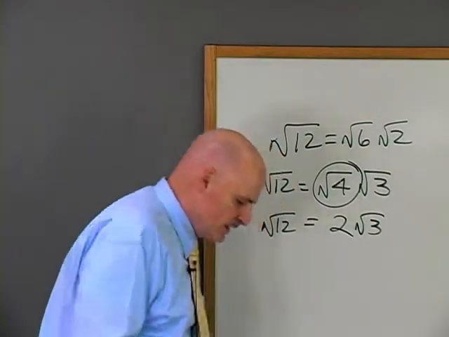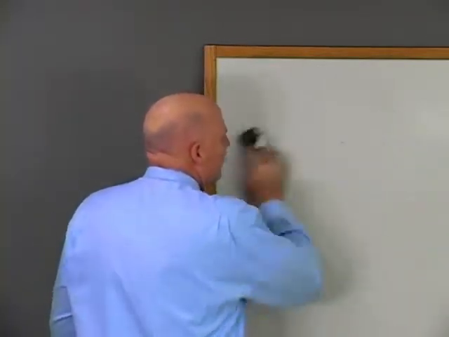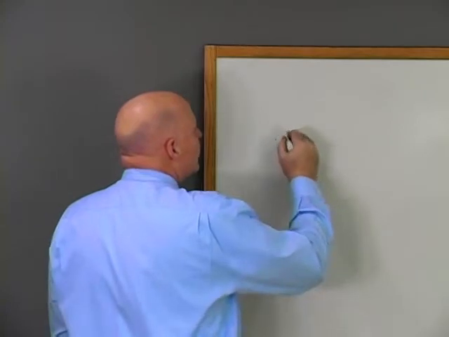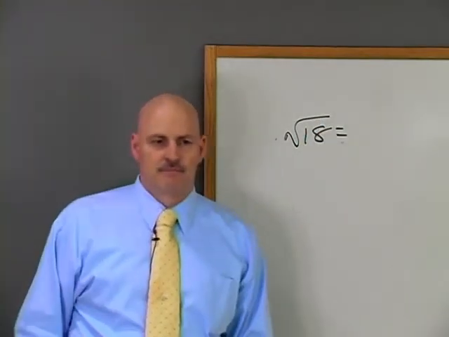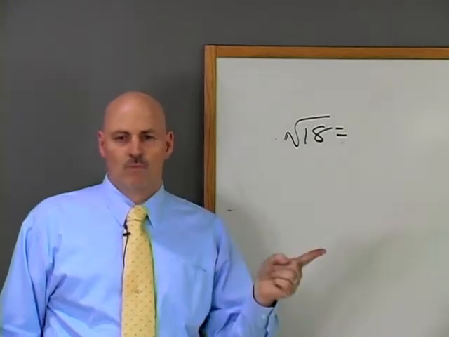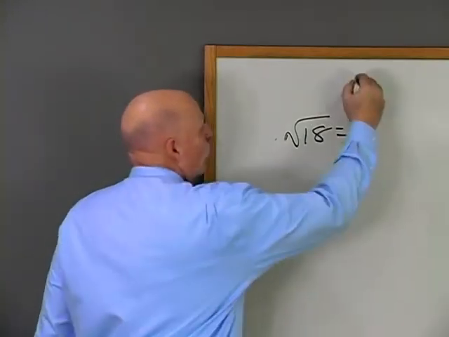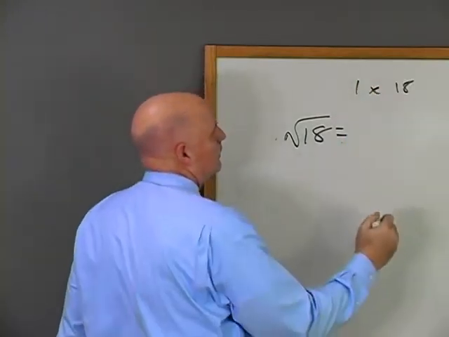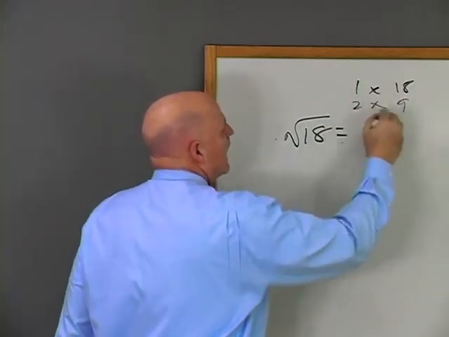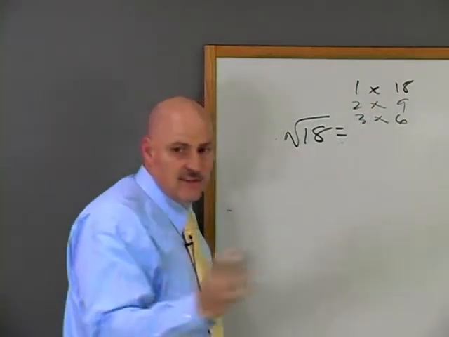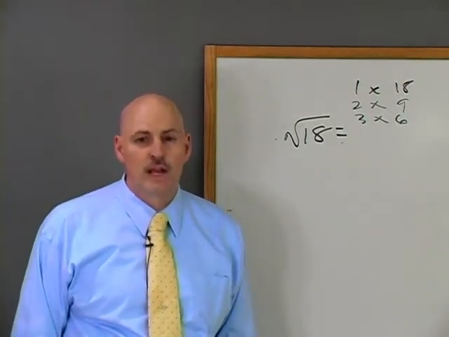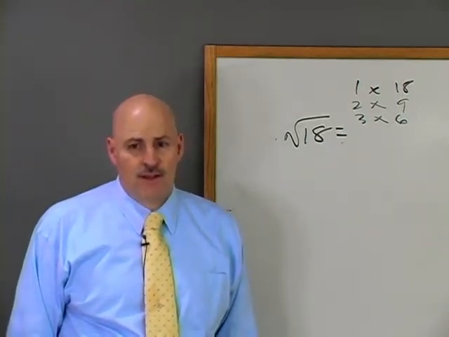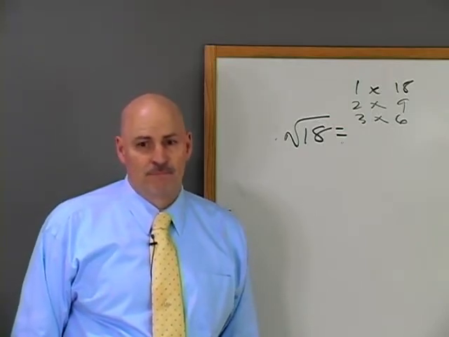Let's do a couple of these. Maybe you can try one. Square root of 18. What are the factors of 18? Okay, I could do 1 times 18. What else? 2 times 9, 3 times 6. Lots of factors, right? Are any of those factors perfect squares? Which one?